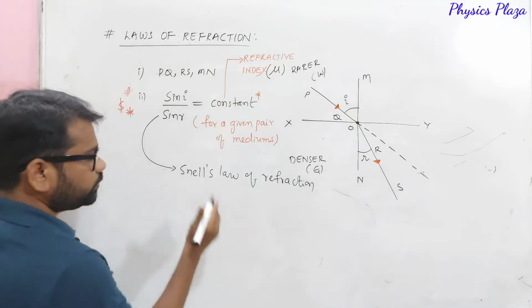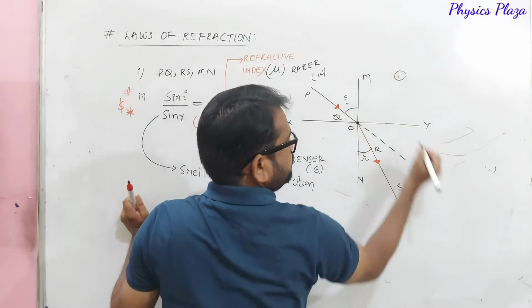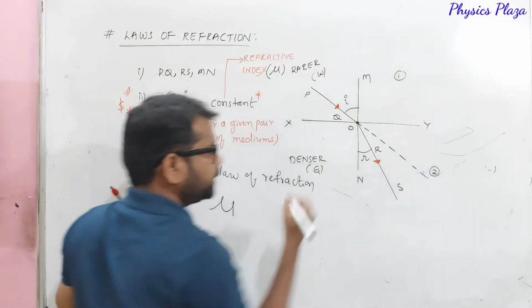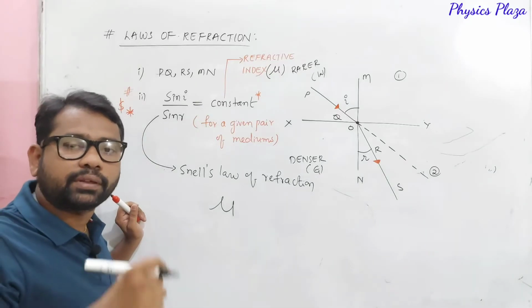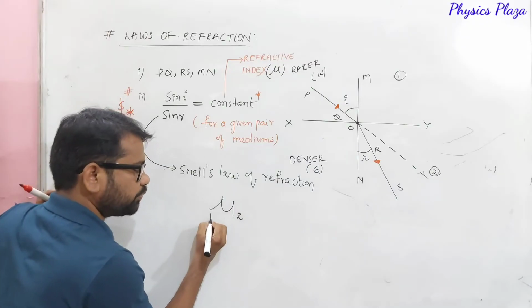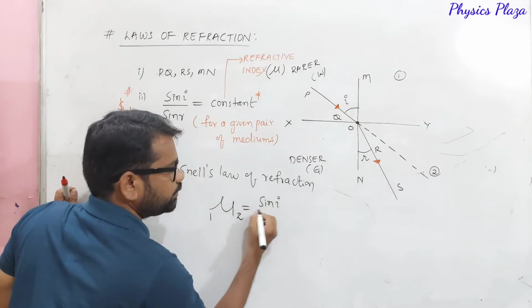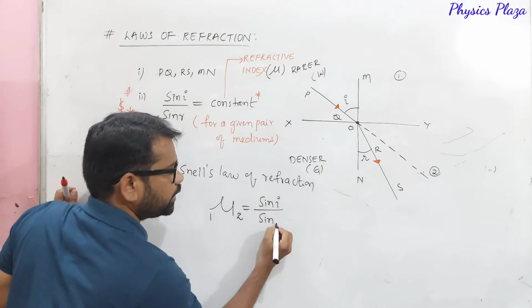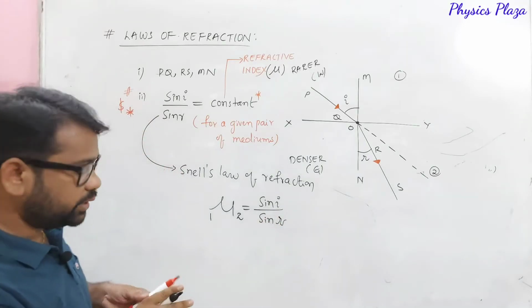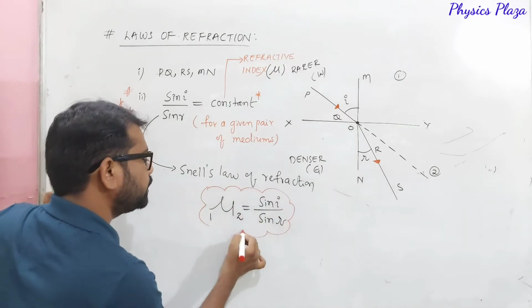But dear children, when the light is moving from the first medium to the second medium, then mathematically, how can we express Snell's law? Refractive index of the second medium with respect to the first medium is equal to the sine of angle of incidence to the sine of angle of refraction. This is called the mathematical form of Snell's law.